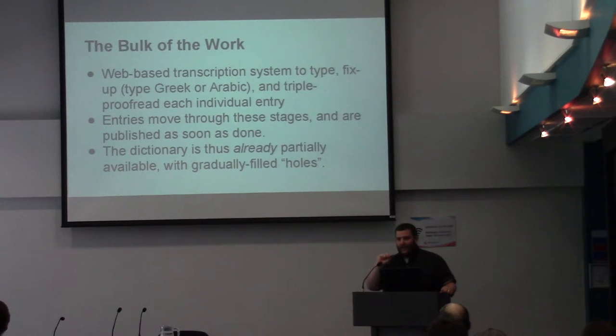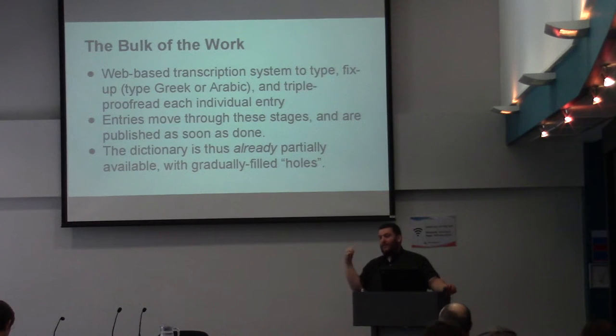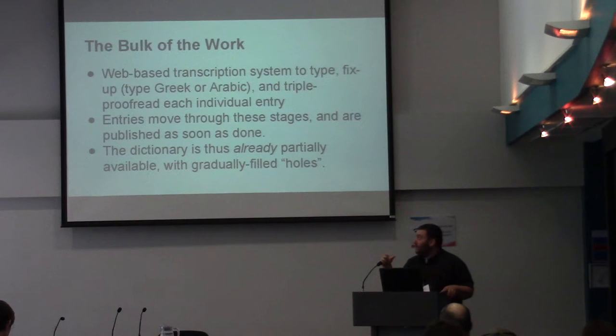You just flag that for someone else, another volunteer who can type Arabic, who can then do only the fix-ups. So the few volunteers who can type Arabic or Greek can go and complete those little words of Arabic and Greek in the dictionary that other people have typed the rest of. And again, the system manages this because it's at the individual definition level. The entries move through these rounds of proofreading and eventually are published.